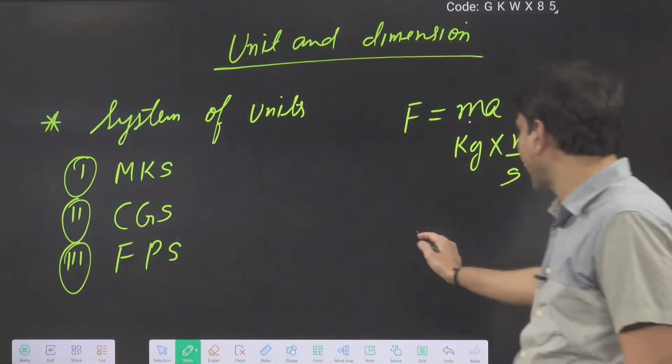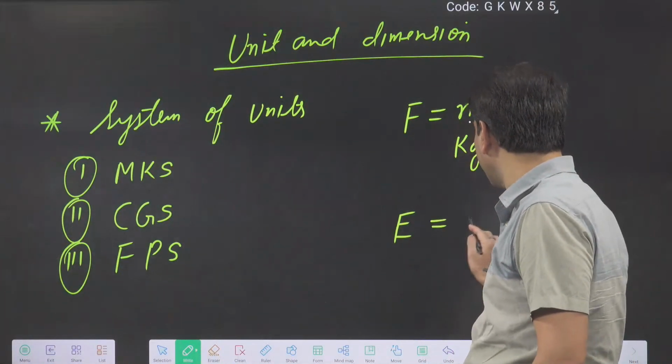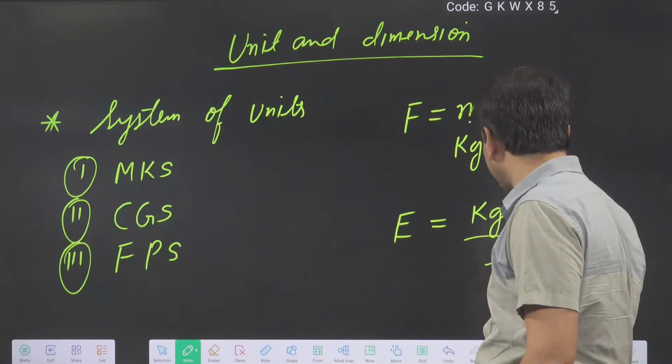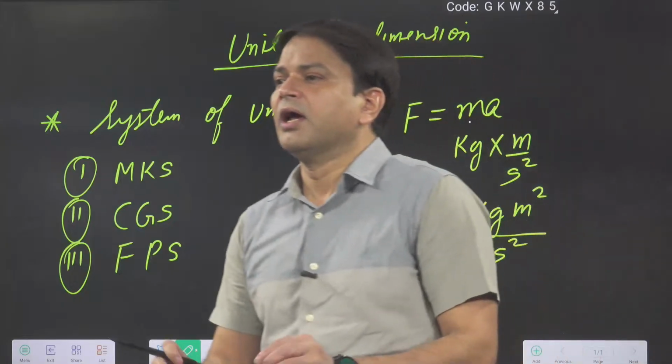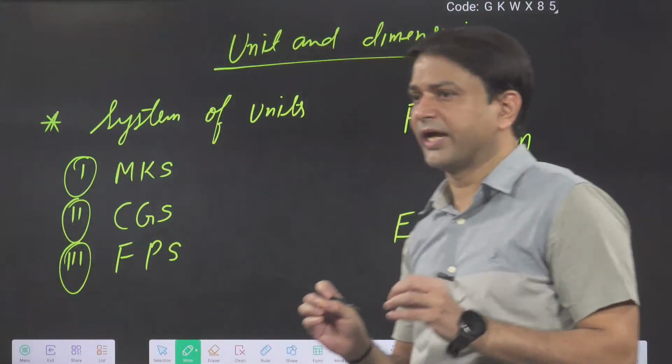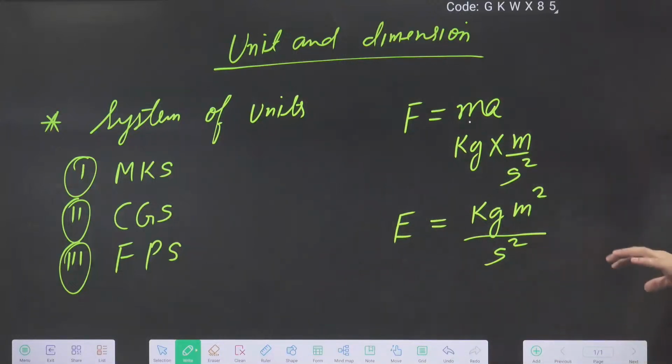Similarly, if I want to write energy, what is the unit? The energy unit is kg meter square per second square. Later I will say how to find the units. So kg meter per second square is the unit of force, and kg meter square per second square is the unit of energy.